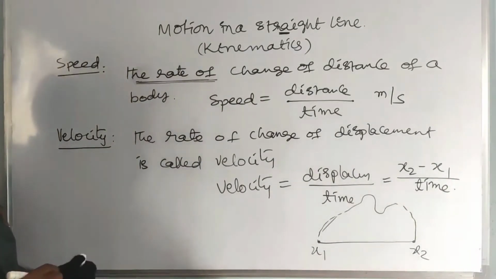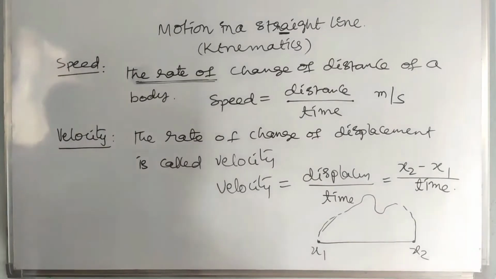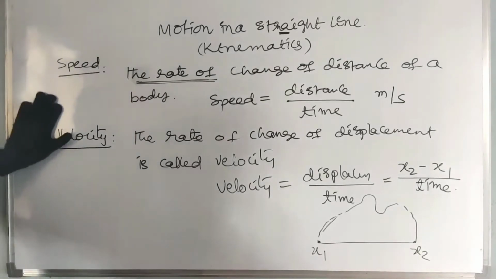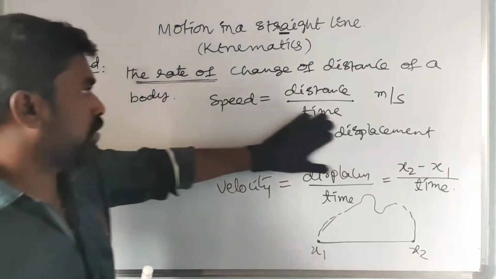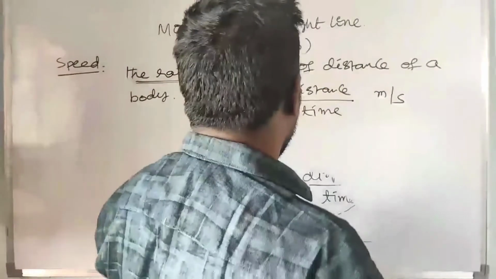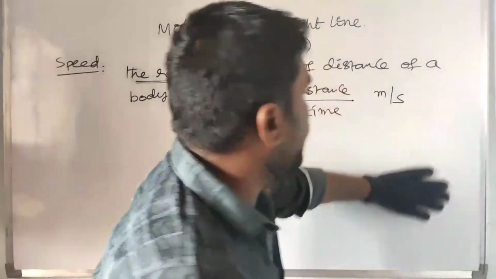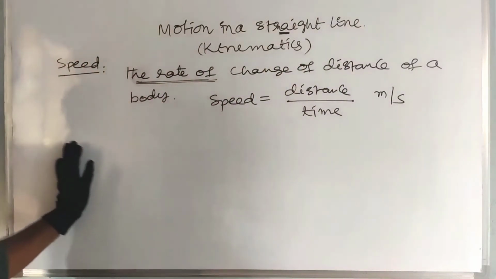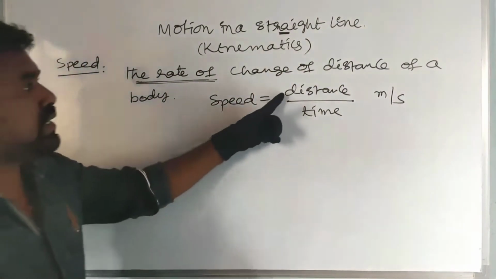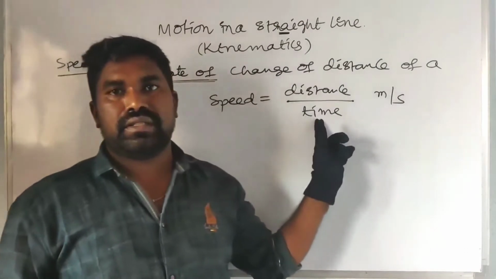And now we have to discuss uniform speed and uniform velocity. So what is meant by uniform velocity and what is meant by uniform speed? Uniform speed is nothing but, if a body is moving equal distances in equal intervals of time.